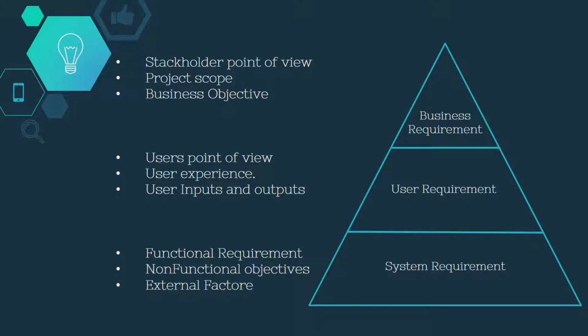My topic here today is software requirement types. There are three main types of requirements. They include business requirements, user requirements, and system requirements, with each new level becoming more detailed and possibly more numerous as we go through.